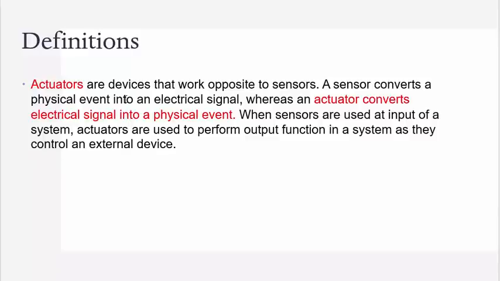Now, actuators are devices that work opposite to sensors. A sensor converts a physical event into an electrical signal, whereas an actuator converts an electrical signal into a physical event. When sensors are used at the input of a system, actuators are used to perform the output function in a system as they control an external device. Basically, transducers are devices that convert energy in one form into another form. Generally, the energy is in the form of a signal. And transducer is a term collectively used for both sensors and actuators.